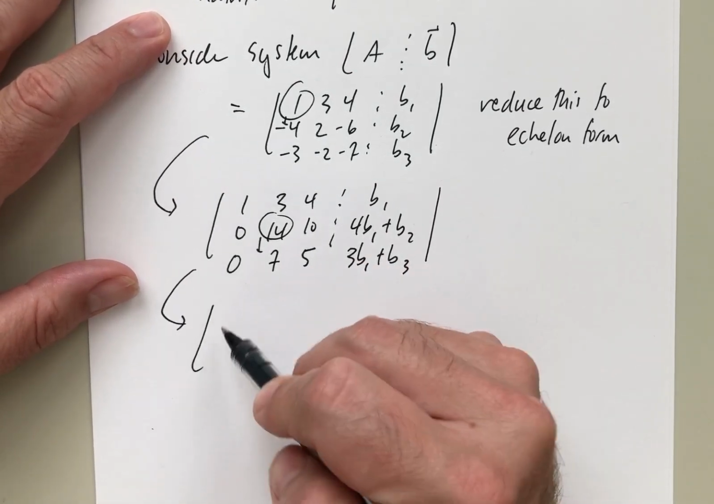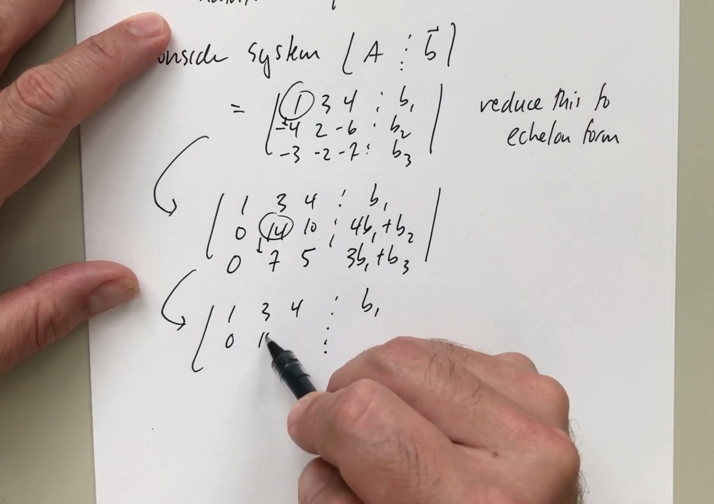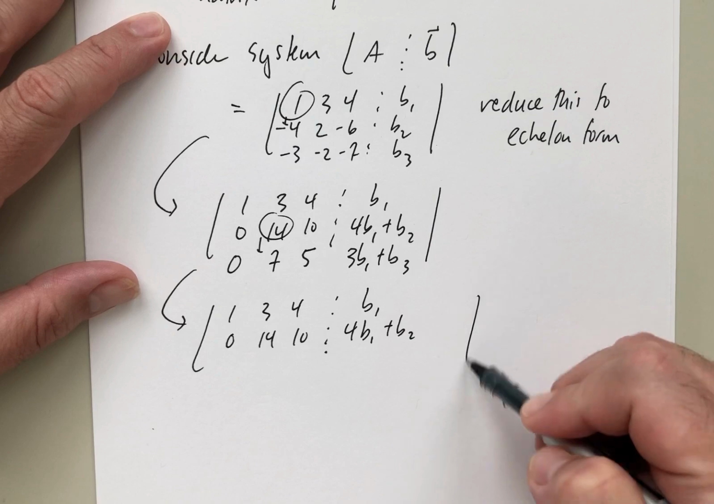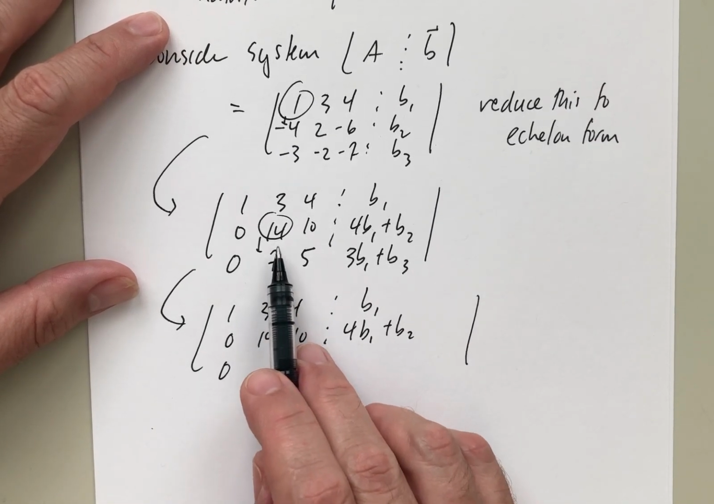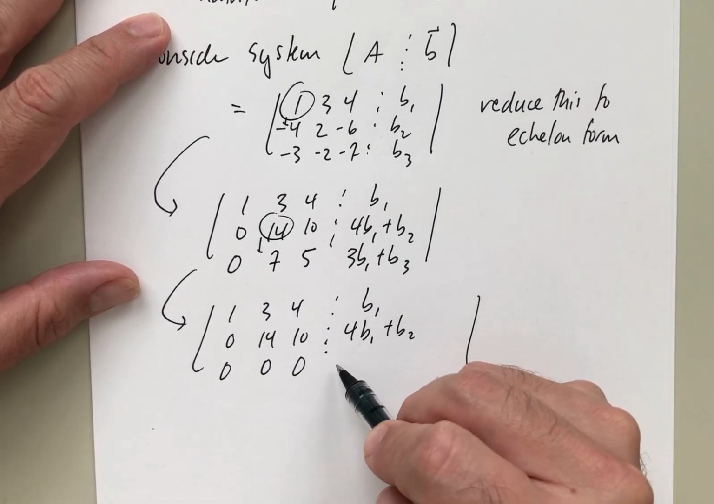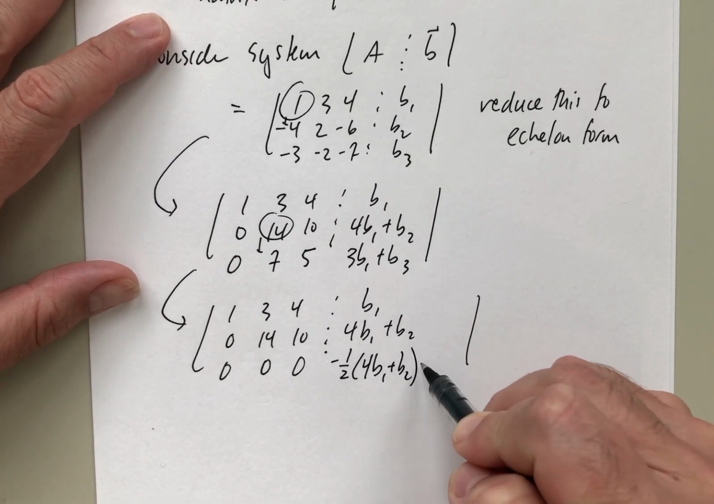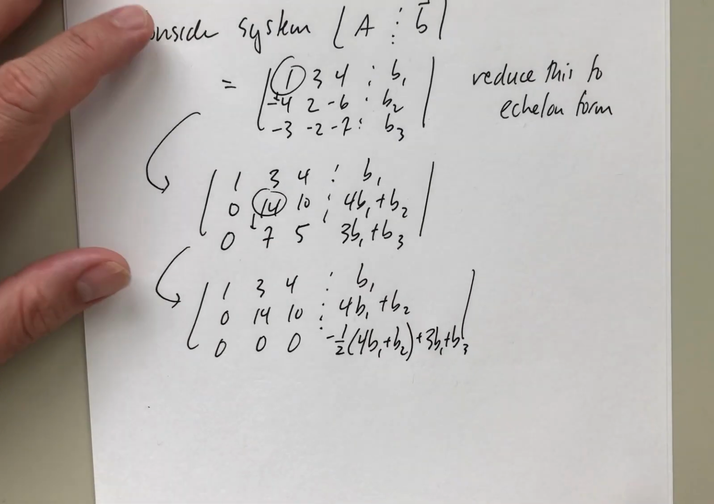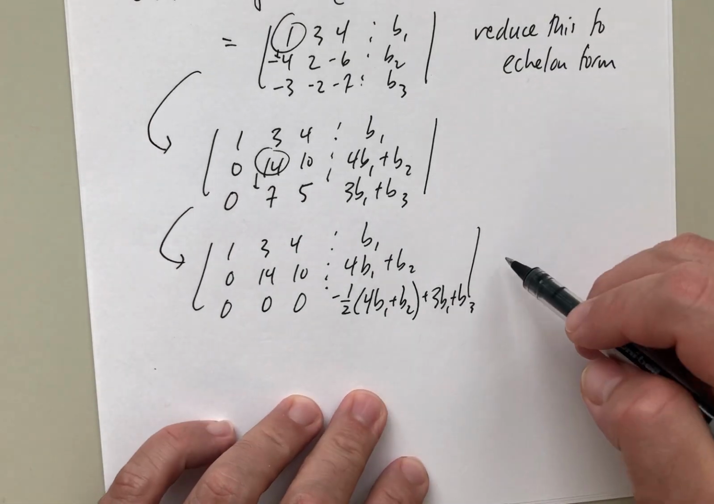I'm going to leave the first 2 rows alone. 0, 14, 10, 4B1 plus B2. Leave some room here. So what's going to happen now is I want to use that 14 to clear. So I'm going to take minus 1/2 of the second row added to the third. 0, 0. Now here's where it gets a little weird, minus 1/2 of that second row plus what was there already, the third row. So this is now the third row of this matrix, which is now in echelon form.